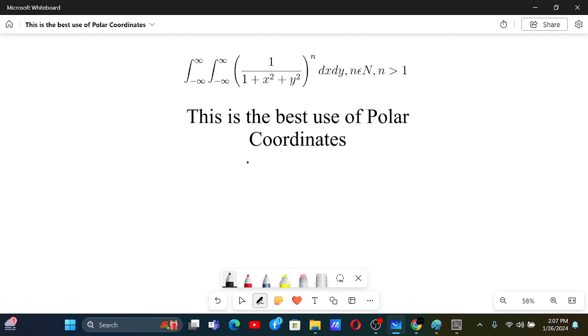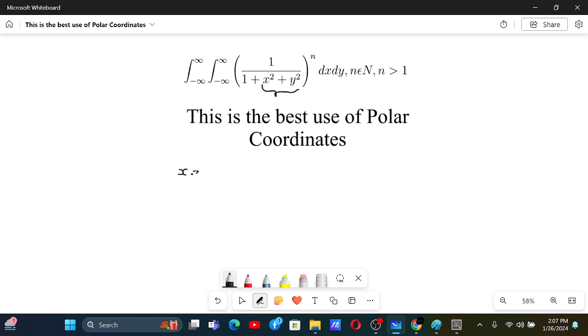This is the best use of polar coordinates. So in this video, we will solve this integral, and this integral will be immensely easy when we use polar coordinates. Yeah, and you might already see that because here's x square plus y square. That's the reason.